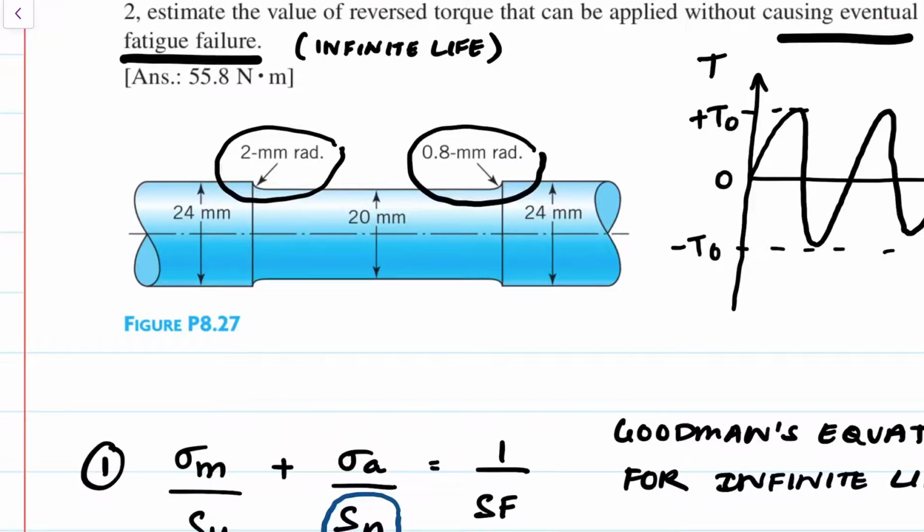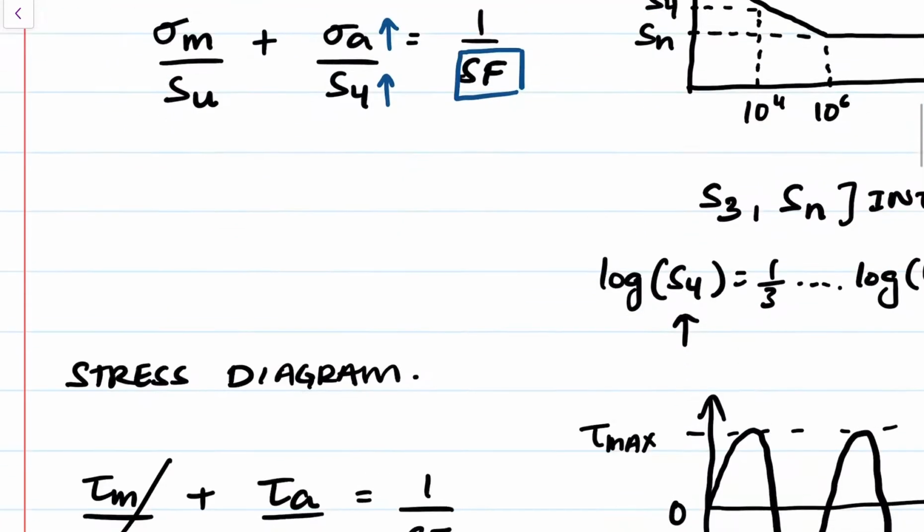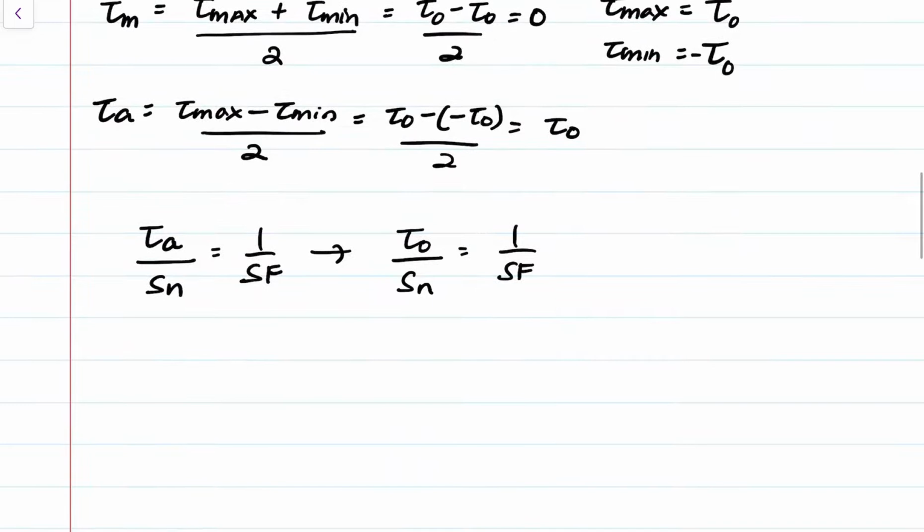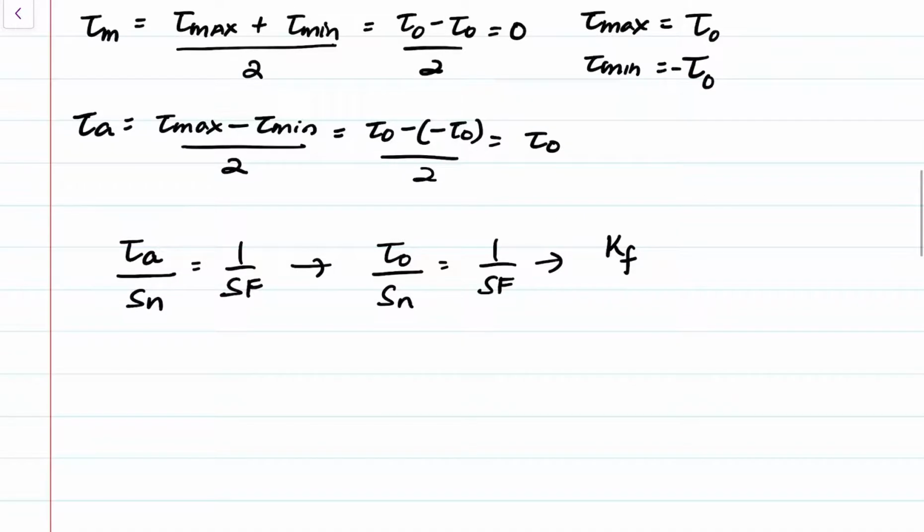So we need to account for that stress concentration factor as well. The shear stress here, the alternating shear stress, is going to be some stress concentration factor, Kf, because we're dealing with fatigue. We're going to end up with a fatigue specific stress concentration factor multiplied by tau nominal. And tau nominal is simply our 16T over pi d cubed.